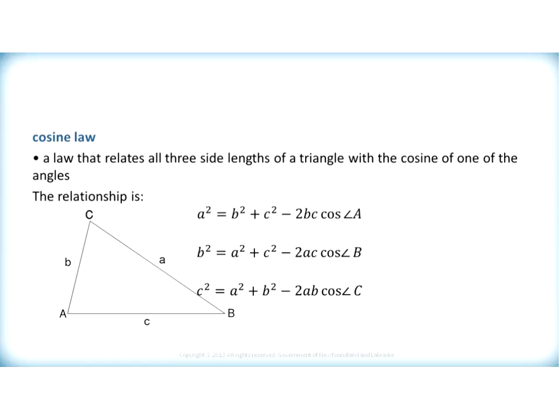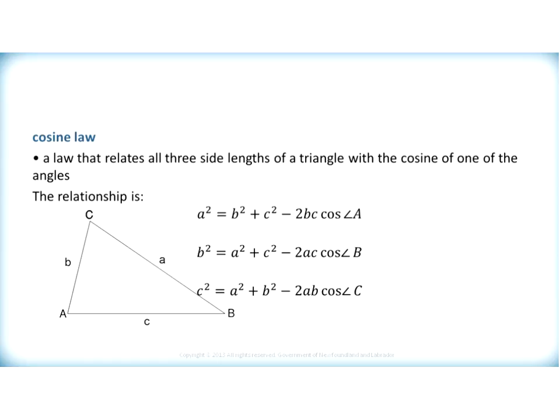If we wanted to find B, and we know A and C, we'd use B squared is equal to A squared plus C squared minus 2AC cos angle B. And if we are looking to find side C, we can say that C squared is equal to A squared plus B squared minus 2AB cos angle C.